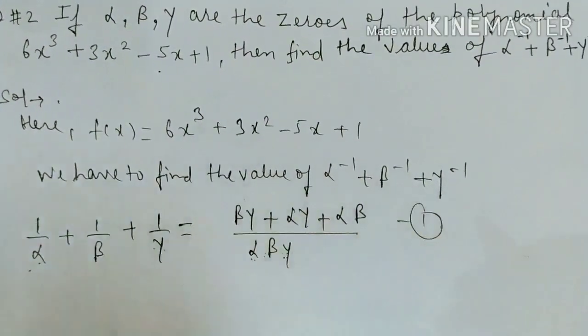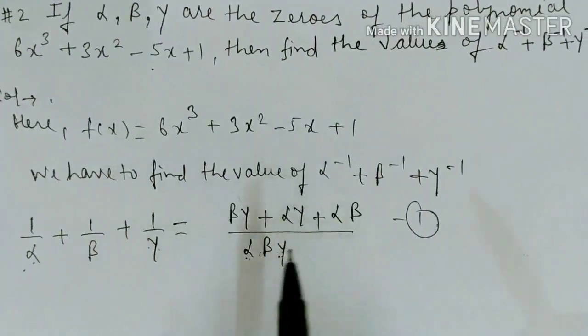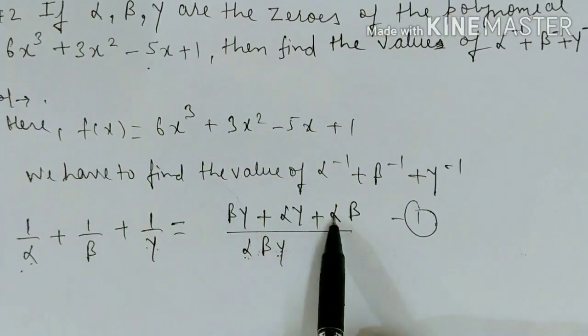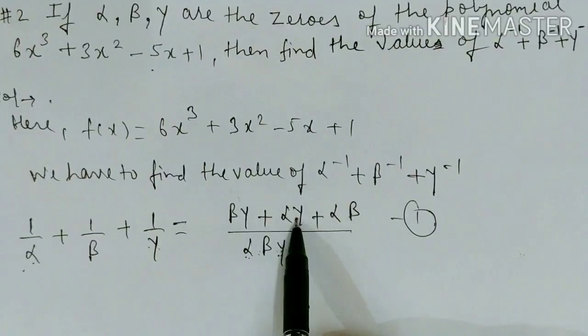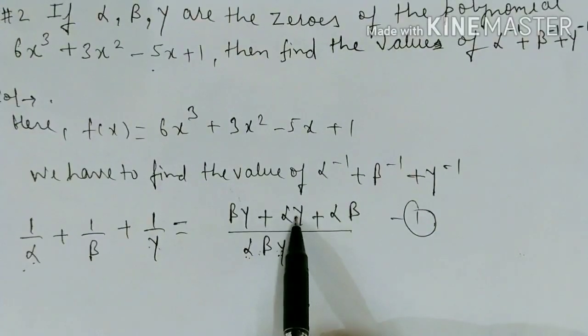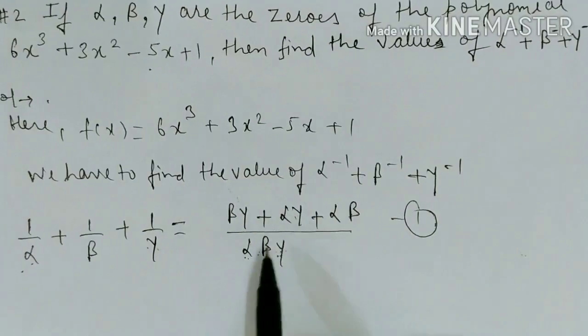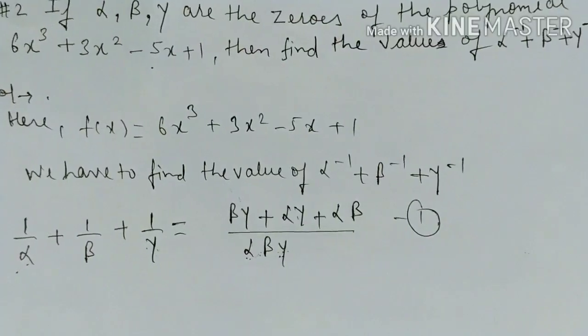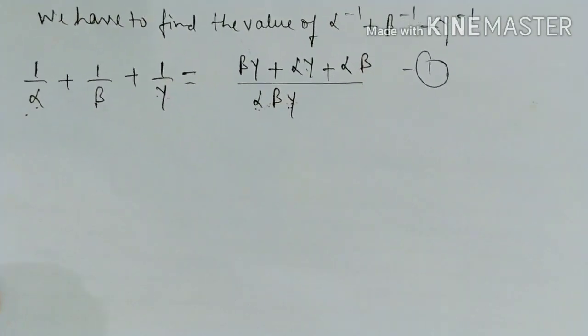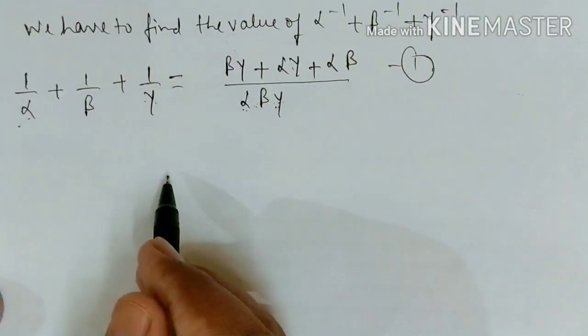Give this equation number 1. Now here you can see that this is alpha beta plus beta gamma plus gamma alpha. This is our S2, that is, the sum of the product of the zeros. And this is alpha into beta into gamma, the product of the zeros. So first we will find the value of these two and put it in equation 1. We will get the value.